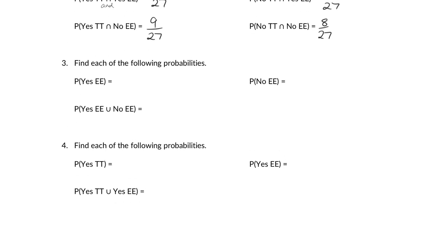What was the probability of yes, evil eyebrow? How many people could do evil eyebrow total? 10 out of 27. Okay, how many people were no to evil eyebrow? 17 out of 27. So a new symbol has appeared. You guys know this one though. This is the or symbol.